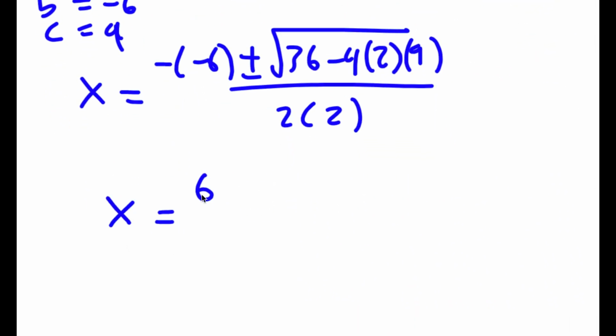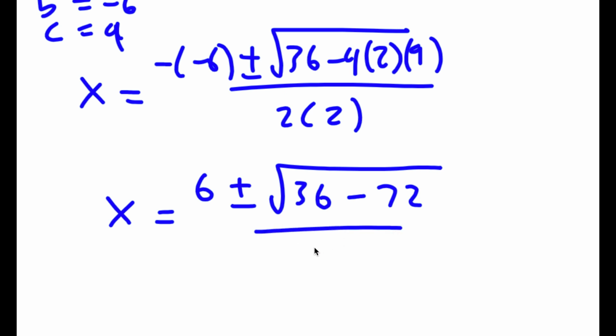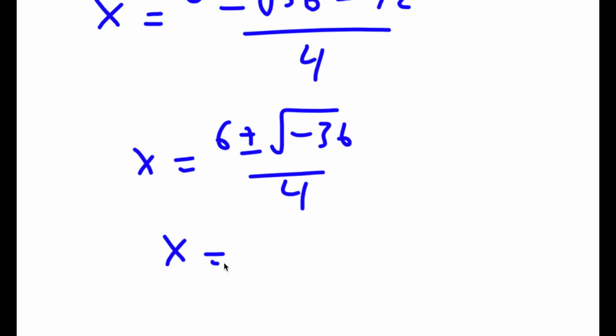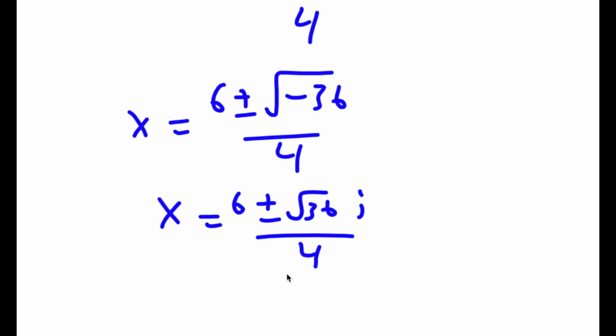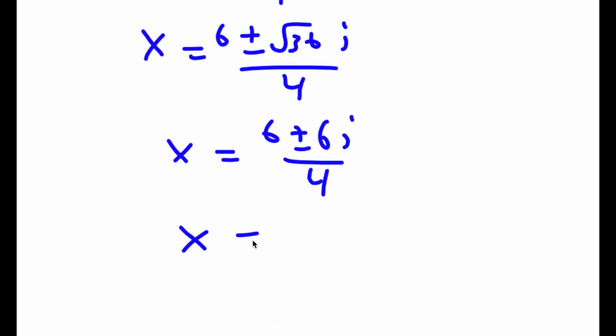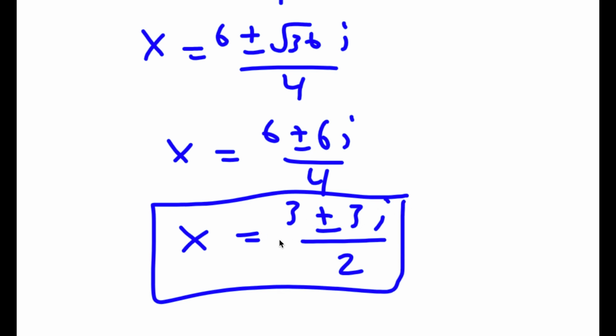And now this is equal to positive 6 plus or minus the square root of 36 minus 8 times 9 is 72, all over 4, which is equal to 6 plus or minus the square root of negative 36 over 4, which is equal to 6 plus or minus the square root of 36i over 4, which is equal to 6 plus or minus 6i over 4. And if I divide everything by 2 over here, I get 3 plus or minus 3i over 2. So these are two more solutions.